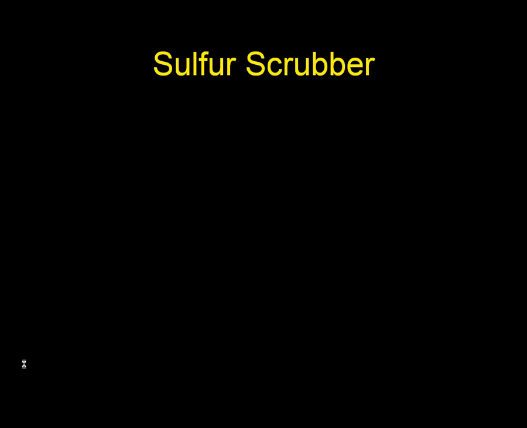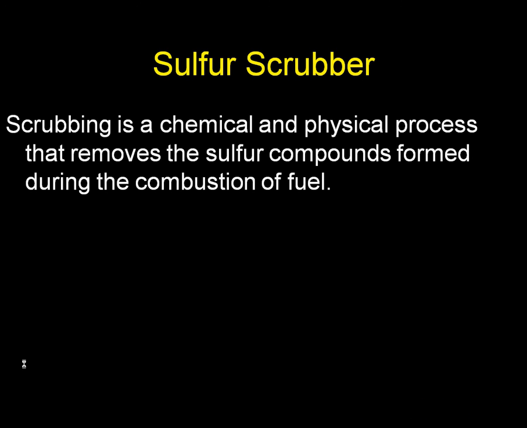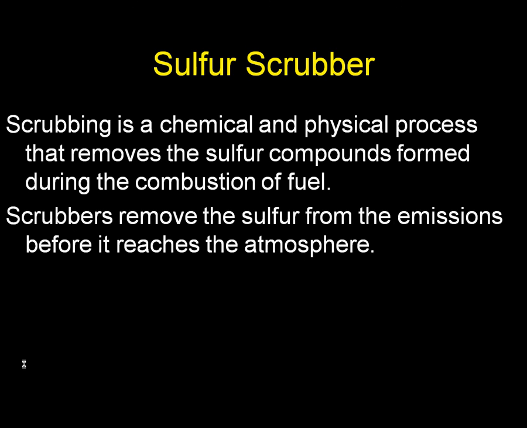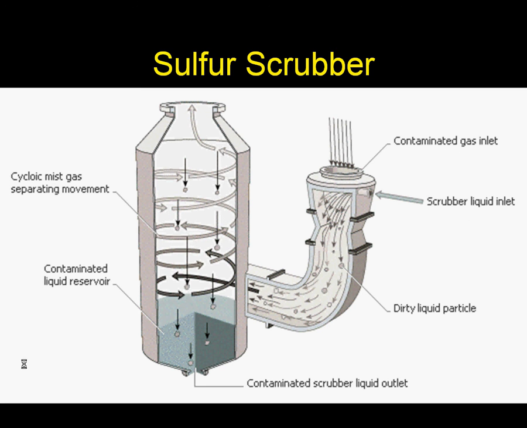The scrubber removes sulfur compounds by both chemical and physical processes. It removes the sulfur compounds that are formed during the combustion of fuel before they get into the atmosphere. Scrubbers remove the sulfur from the emissions, as I said, before it reaches the atmosphere. And here's an example of a scrubber. We have contaminated gas going into it.